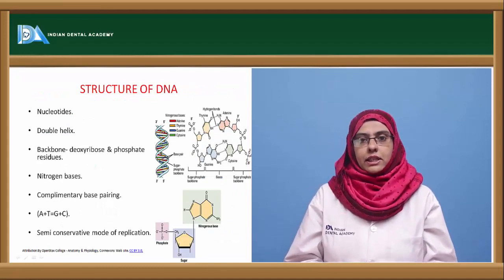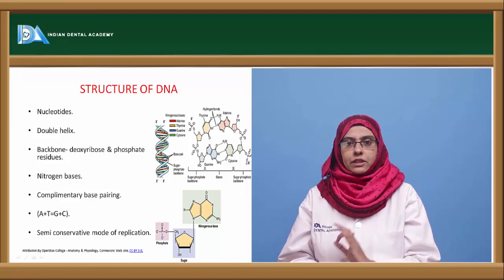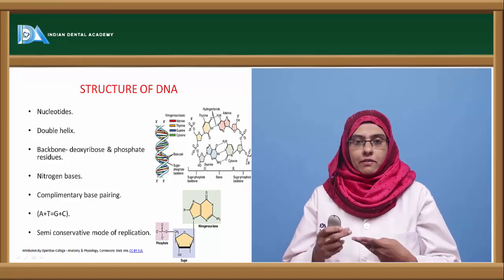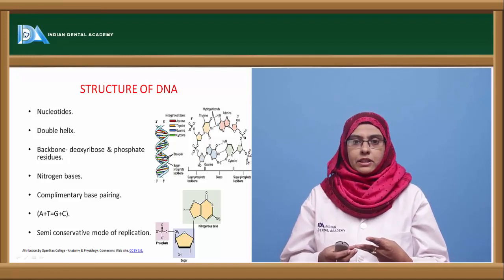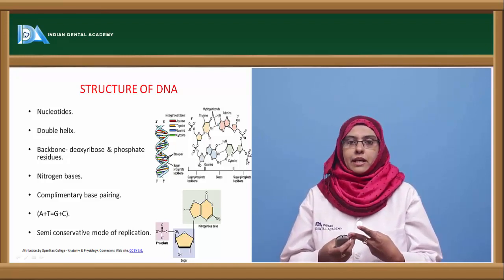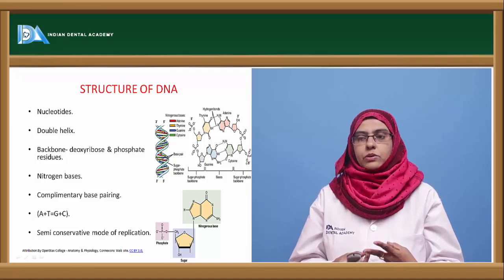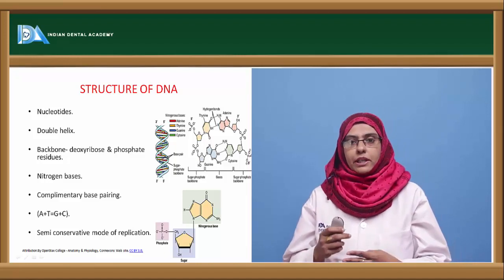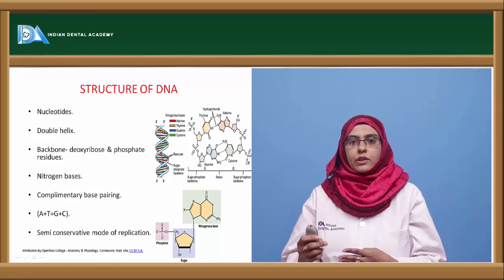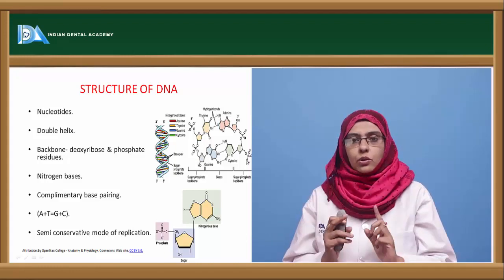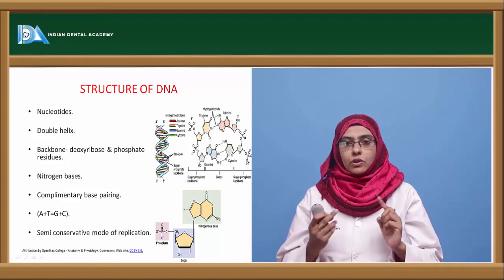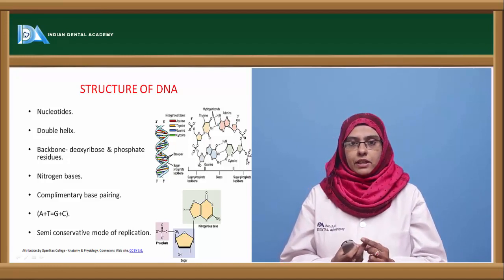DNA is deoxyribonucleic acid. It is made up of three important components: one is a sugar component, the other is a phosphate group, and the next is a nitrogenous group that is attached to the deoxyribose, which is a sugar. So it is a polynucleotide chain. That means there are many nucleotides present in a DNA molecule, and there are two nucleotide chains that are wound together in the form of a double helix.